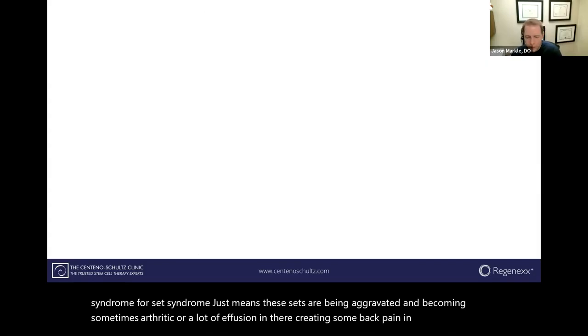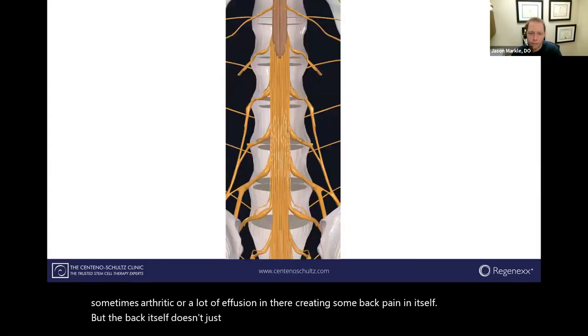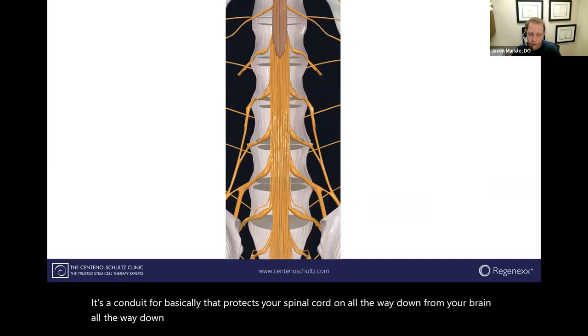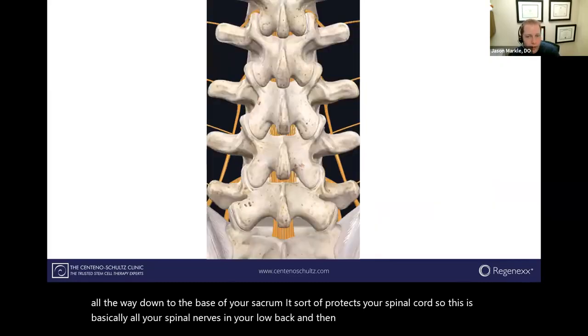But the back itself doesn't just stop there. It's a conduit that protects your spinal cord all the way down from your brain to the base of your sacrum. So this is basically all your spinal nerves in your low back, and it's protected by all your lumbar vertebrae and discs.